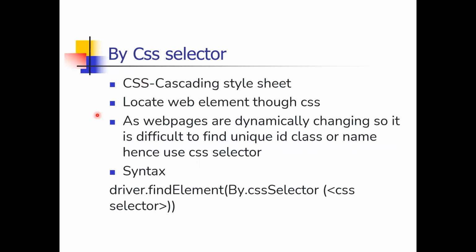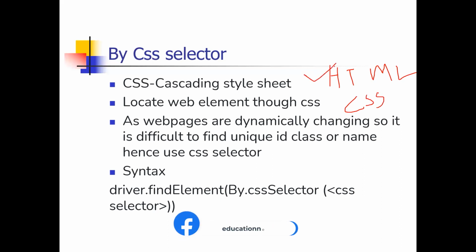Next is CSS locator. CSS: C for cascading, S for style, S for sheet. Cascading style sheet. Remember, I have explained that all the websites are designed with the help of HTML, that is hypertext markup language, and CSS, cascading style sheet. HTML is for coding purpose and CSS is for decoration purpose. You know, decoration is also important.